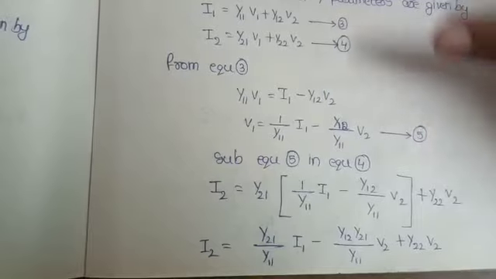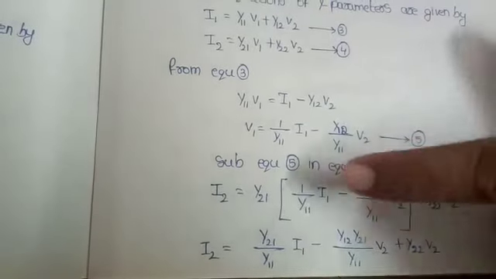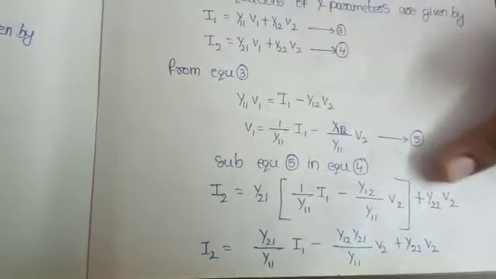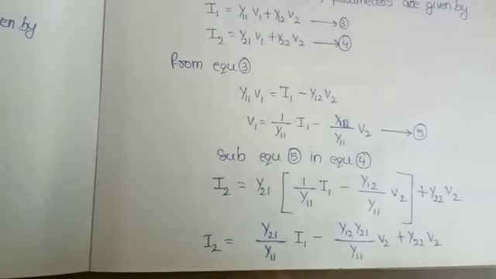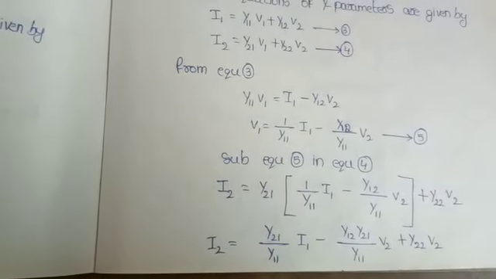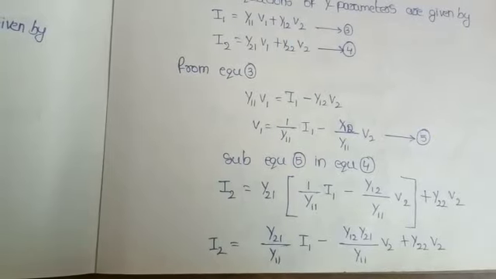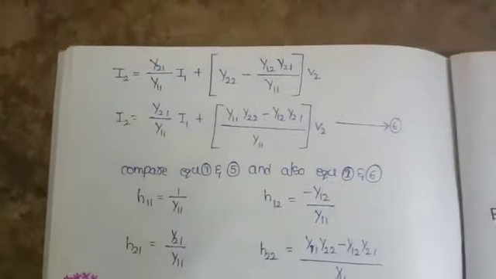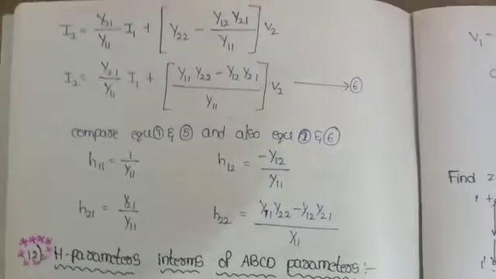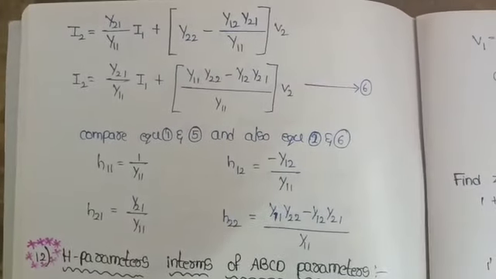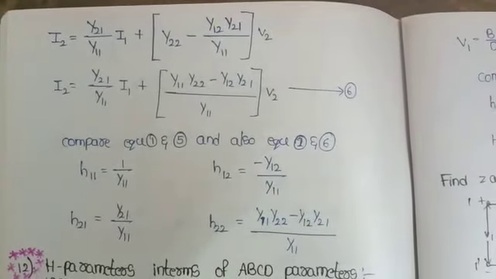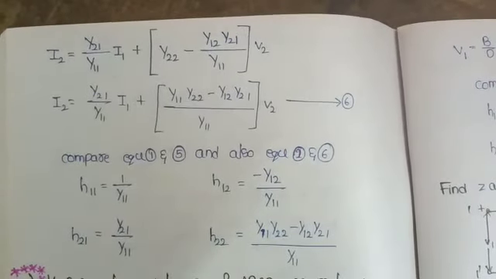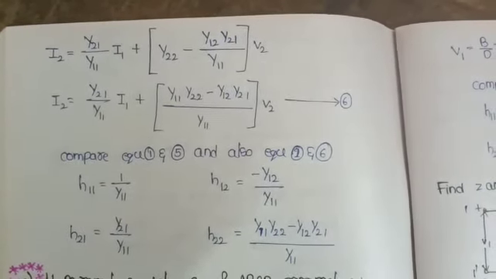Substitute this equation 5 into equation 4. So we are getting the I2 value, and that may be expanded. Therefore I2 equal to Y21 by Y11 I1 minus Y12 Y21 by Y11 V2 plus Y22 V2. And lastly we are getting I2 value equal to Y21 by Y11 I1 plus Y11 Y22 minus Y12 Y21 by Y11 V2. We are comparing equation 1 and 5 and 2 and 6, getting the individual H parameters in terms of Y parameters.